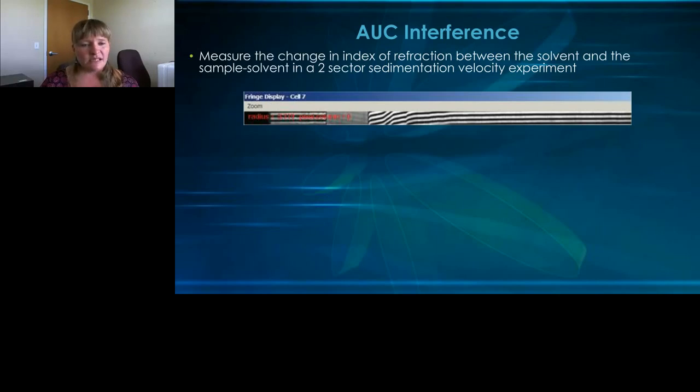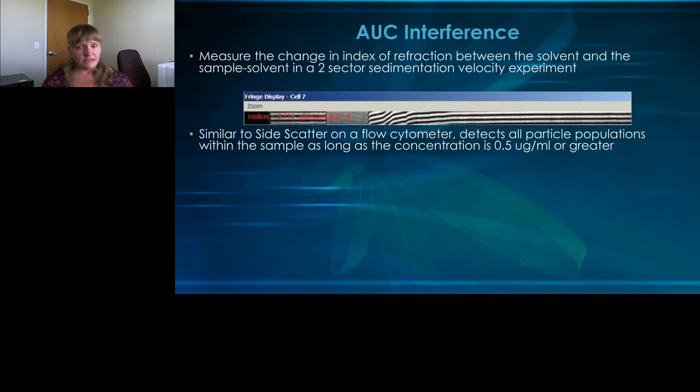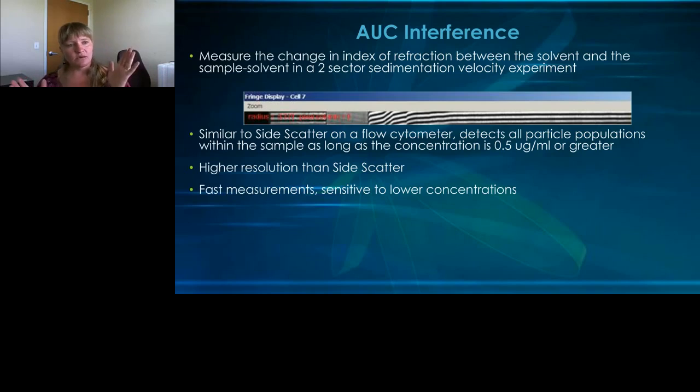Similar to the side scatter that we think of on a flow cytometer, it detects all particle populations within the sample as long as the concentration is around 0.5 micrograms per milliliter or greater. It has higher resolution than the side scatter that we see on the ASTRO-CQ. And it provides population measurements as the population sediments, or sedimentation velocity, or equilibrates at different g-forces. Now hopefully we'll transfer to another video that shows how a BSA sample at 5 milligrams per milliliter is sedimenting at different time points.